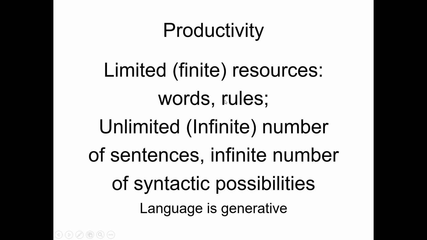And your grammar is also a finite list of rules which you know. But using those finite resources, the 10,000 words which you know, and the 300 grammatical rules which you know, you can actually make an infinite number of sentences, an infinite number. So this is what we mean by language being productive. Language is generative. You can generate as many sentences as you wish, the only limitation being our lifespan.